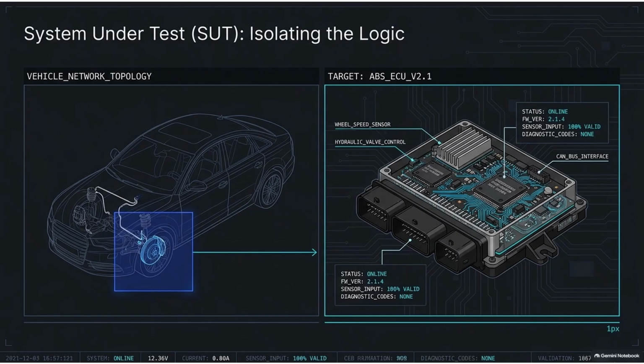To test effectively, we have to isolate the core logic. Think of a car's ABS system. We don't need the whole car in the lab. We focus on the ABS ECU. This is our system under test. We monitor its firmware, sensor inputs, and communication interfaces.